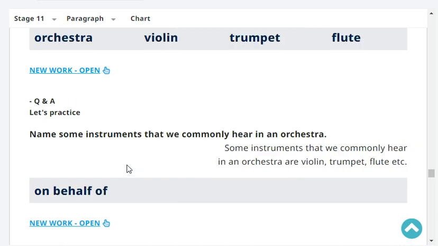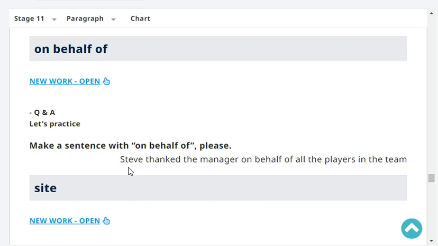Name some instruments that we commonly hear in an orchestra, please. Some instruments that we commonly hear in an orchestra are violin, trumpet, flute, etc. Very good.